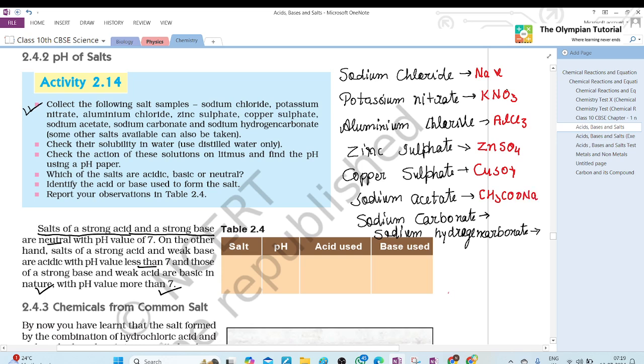Students, you remember the formula of acetic acid I told you? Yes, ma'am, CH3COOH. So if it is sodium acetate, the acetate radical comes from here, and instead of H it will be Na there. Sodium carbonate is Na2CO3, very good. Sodium hydrogen carbonate is NaHCO3.